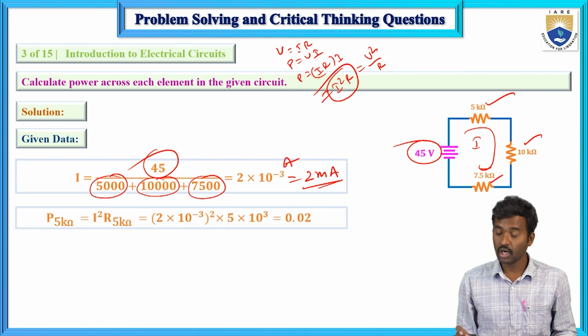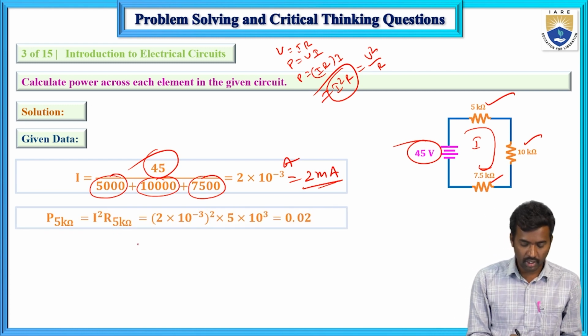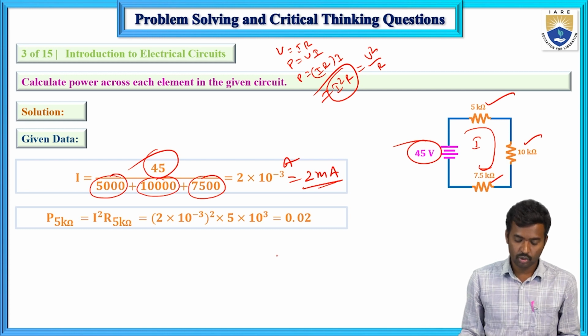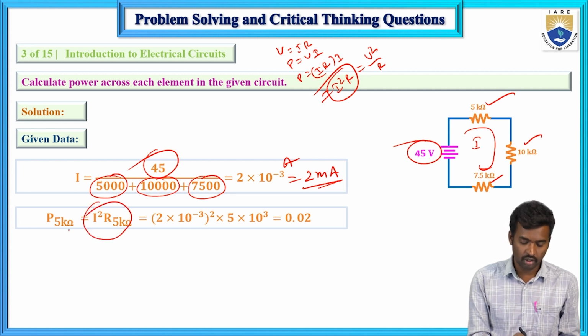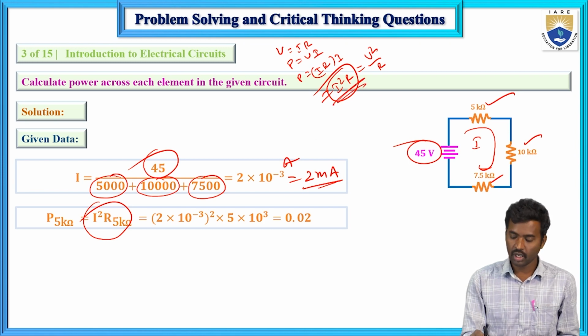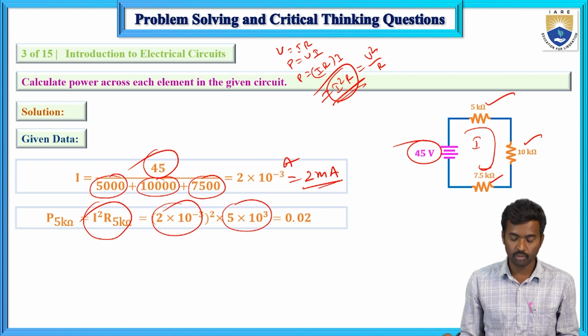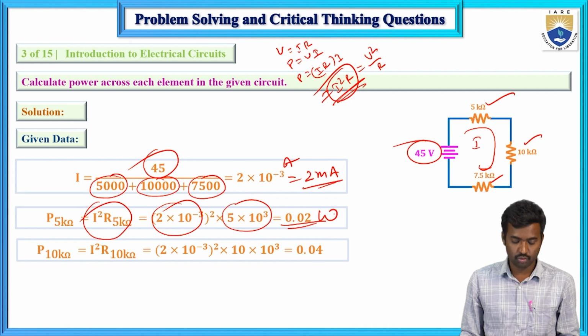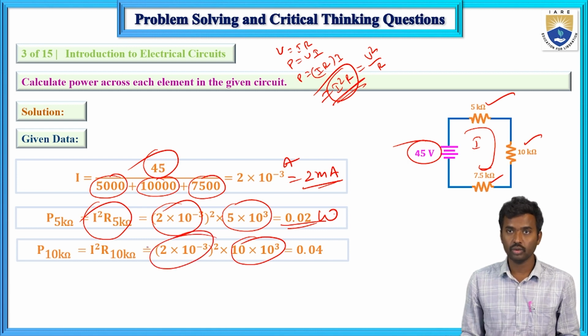First, we know the R value and the current value. The same current flows through each element, and that I is 2 into 10 power minus 3. So with the I square R formula, the R value is 5 kilo ohms, and the current is 2 into 10 power minus 3 whole square, that equals 0.02 watts. Now second, the power across 10 kilo ohms equals 2 into 10 power minus 3 square, I square R, so that is 0.04 watts.